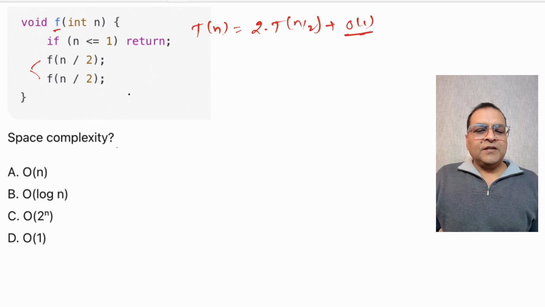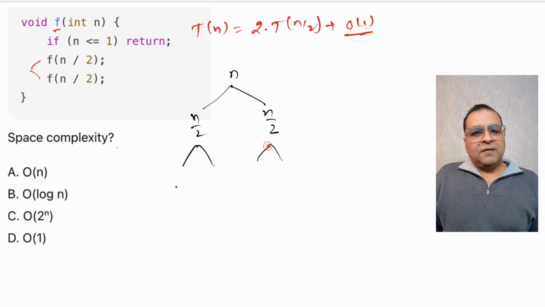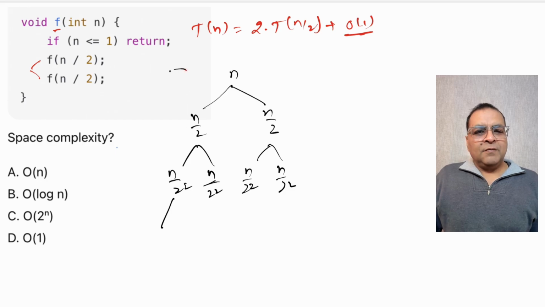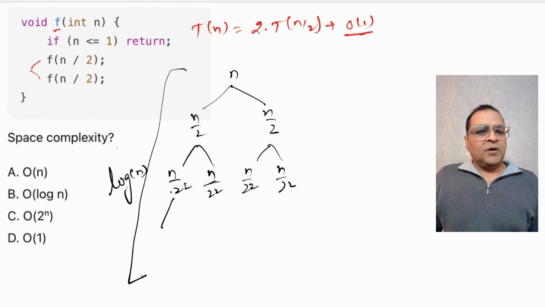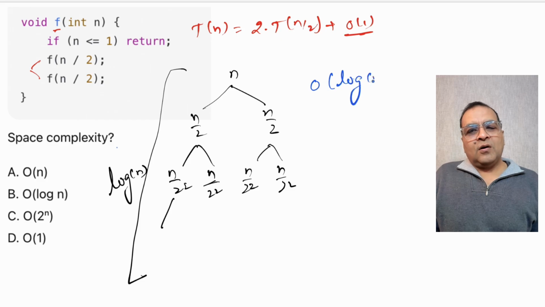If we have to draw the function call tree, then first the function is called for n. From this, the function is called for n/2 and n/2. Then from these two functions, the function is called for n/4, and the total number of times the function is called is 4. Similarly, we will keep on calling the function until n becomes equal to 0. Therefore, the height of this tree will be log n. Because the height of this tree is log n, you can conclude that the total memory taken is also O(log n).